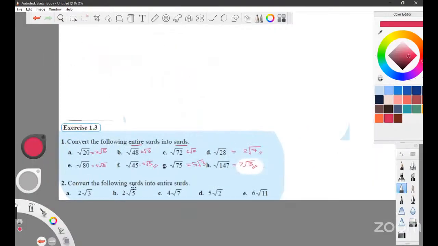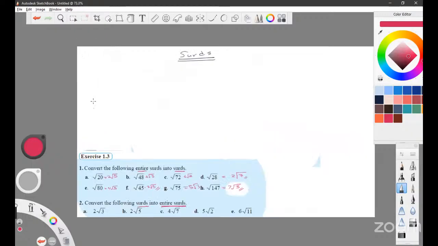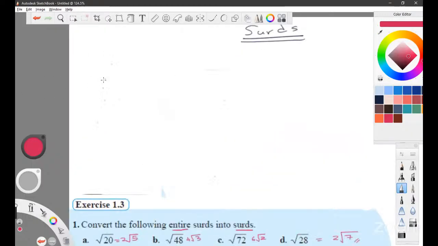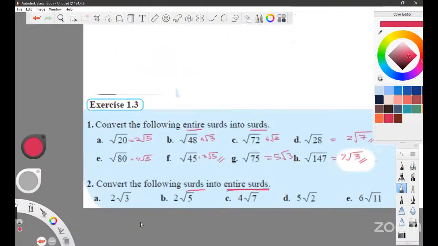Convert the following surds, now these are surds into entire surds. So how do you do that? You have 2 square root 3. Now I told you, first take the outside value, multiply it by itself and multiply by the number inside. 2 times 2 is 4. 4 times 3 is 12. The answer is square root 12.